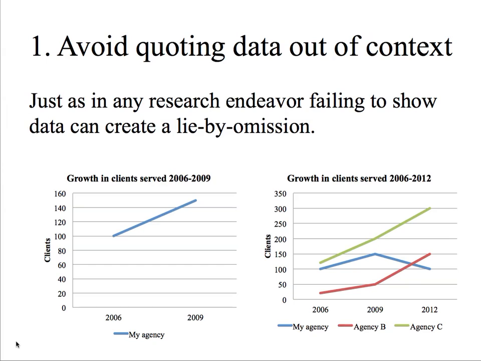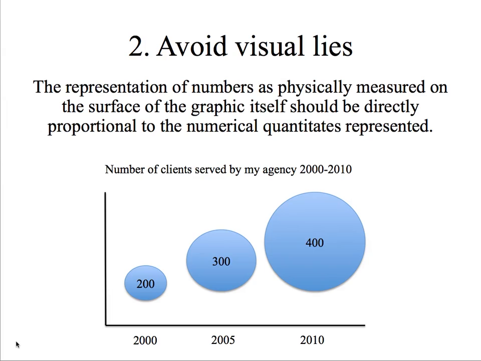Present all the data, present all the context that you can along with your data, so that the reader can make their own conclusions. Okay, the second type of visual lie is lying with proportions. Let me show you that with an example.